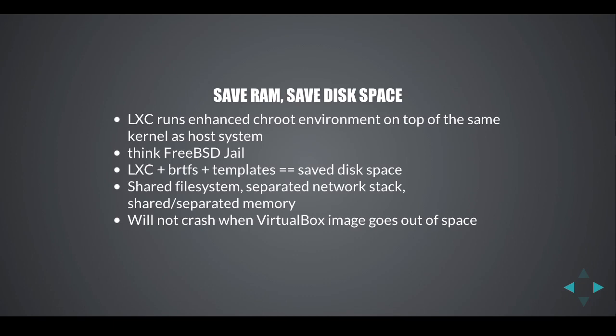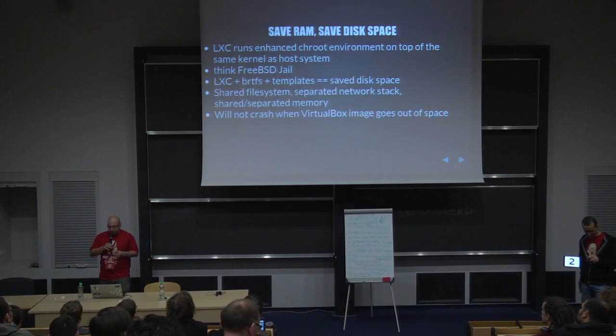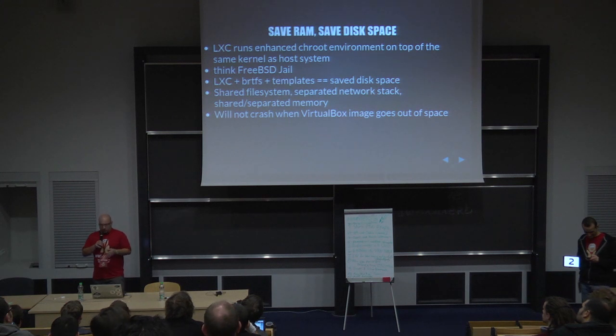Behind the scenes, it's just an enhanced chroot environment. We've added abstraction for the network and file system, like FreeBSD jails. Solaris has its own solution, which I don't remember the name of. And you can actually save more disk space if you're using Btrfs, because then you can use copy on write. So if the files are identical to your base template, you're not copying over those files to create a template.